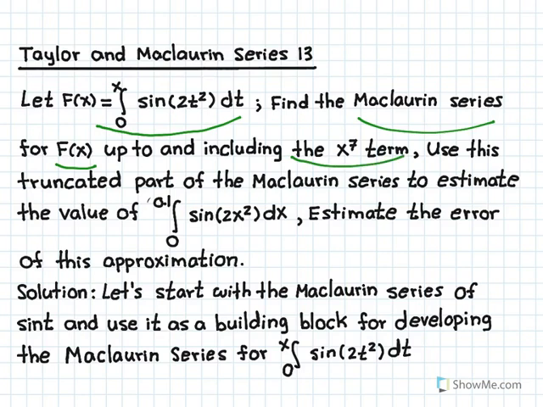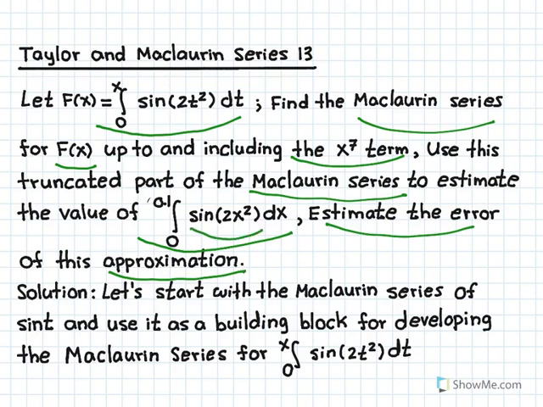Use this truncated part of the Maclaurin series to estimate the value of the definite integral from 0 to 0.1 of sine of 2x squared dx, and also estimate the error of this approximation. It is worth noting that this is not an integral that we can solve by using techniques of integration. So we're going to estimate the value of this definite integral using Maclaurin series.